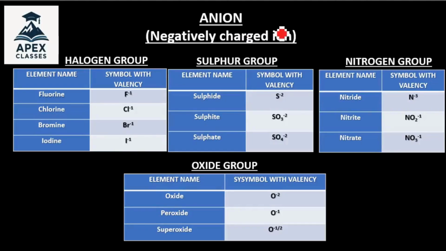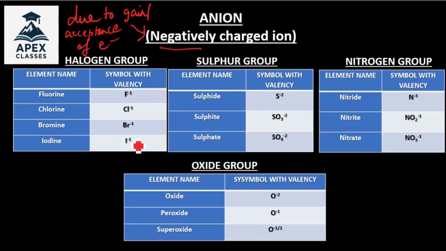चलो next, anion. Cation was positively charged species, so anion negatively charged species होगा. कैसे फॉर्मेशन होता है anion का, due to gain and acceptance of electron. Now this negatively charged ion which is anion, these are grouped into three categories. I had grouped them into three categories for your benefit, so that you can remember. When I was a child, it was very difficult to remember nitride, nitrate, nitrite. So let's split it up.